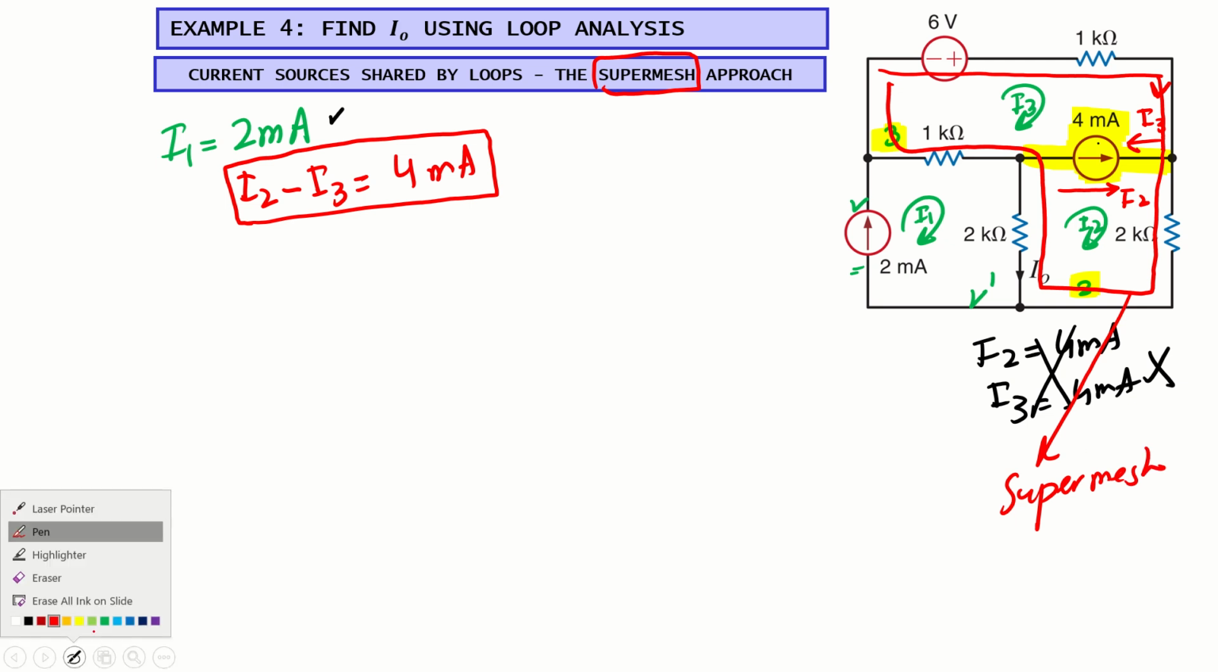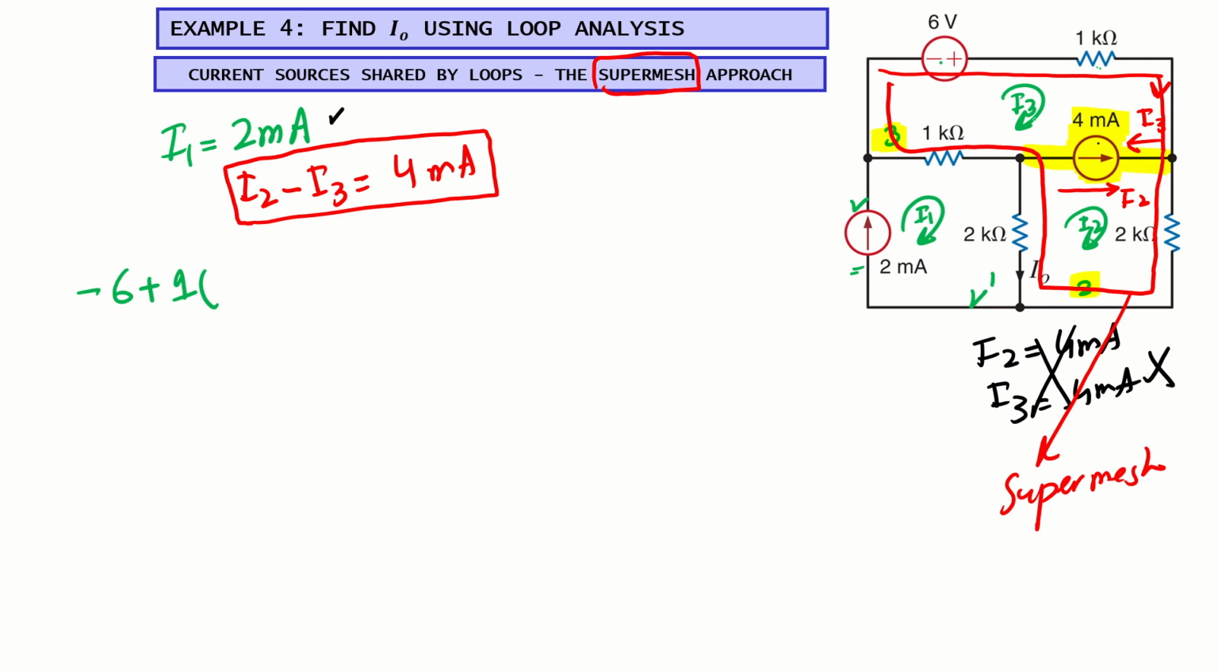Now let's write the equation for this supermesh. We can start from any one point, for example, this voltage source. So it will be minus 6. Then the voltage drop here is 1K multiplied by the current flowing through it, I3. Following this path, I reach here. What will be the drop here? Plus 2 times the current flowing through this resistor, only I2. Then we reach here.